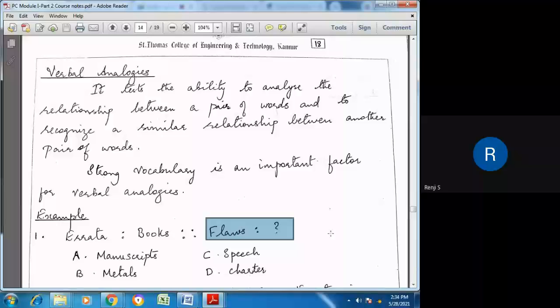Okay. Why did you say metals? Akshara? What is the relationship? You just simply said.